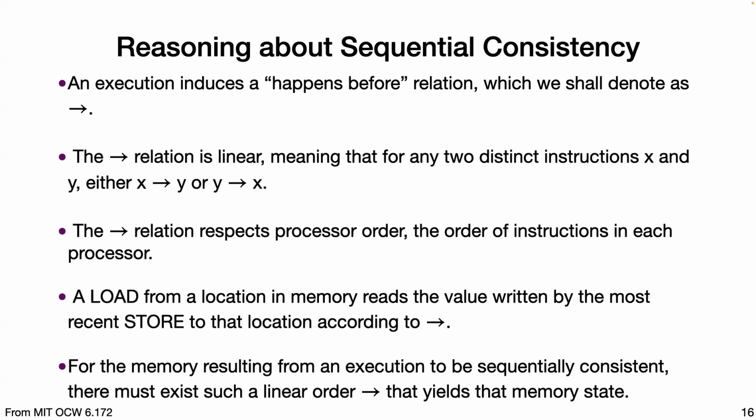So this is how you prove things using sequential consistency. You have a program, and then you assume this memory model, and then you say instruction X happens before instruction Y, and therefore some other things. And we'll do more examples.